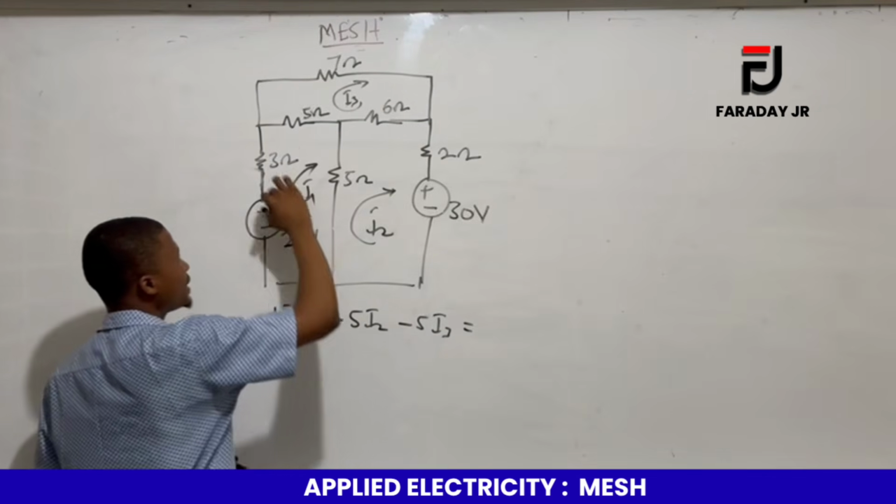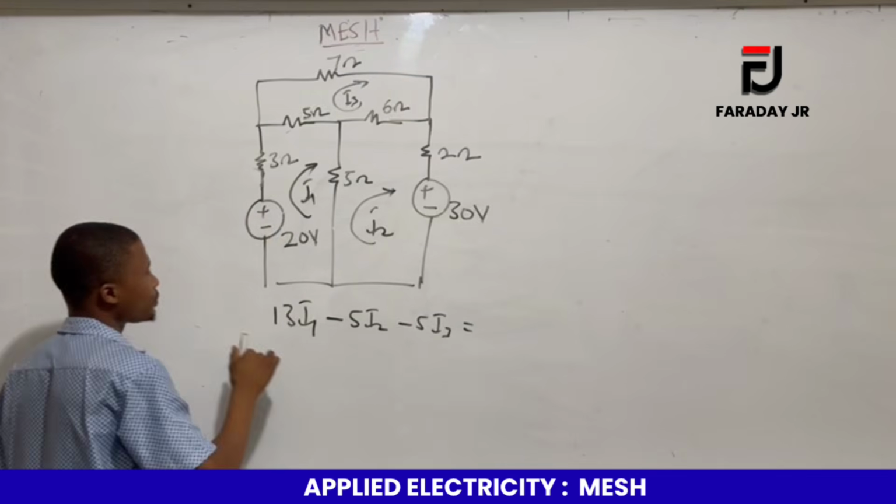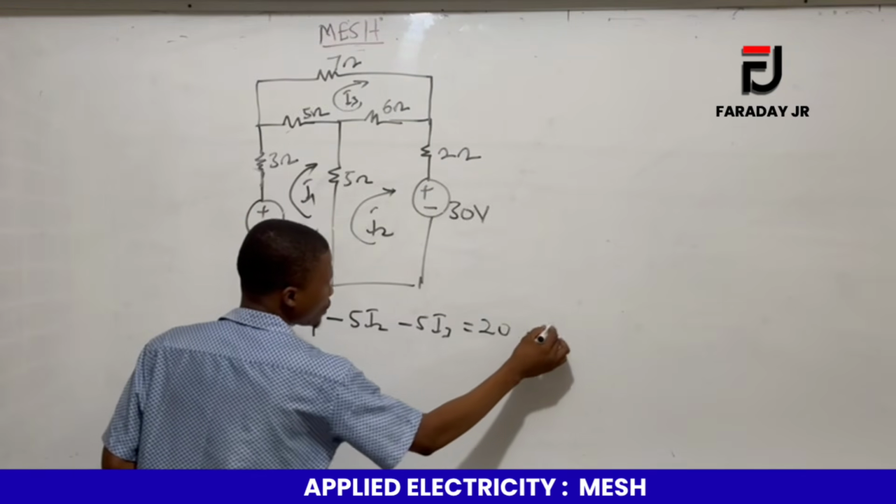And that will be equal to, realize that the movement is like this, and we are going from negative to positive. That will give us positive 20. So equation 1.